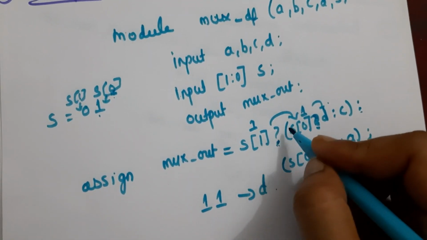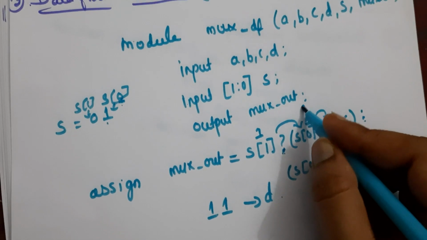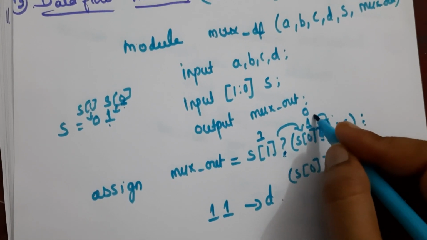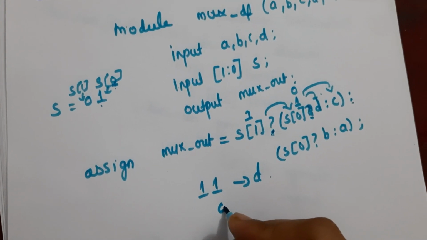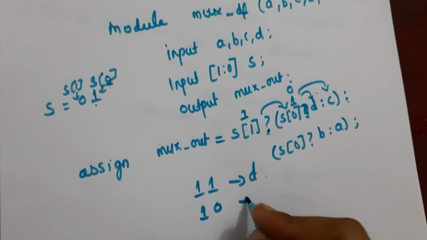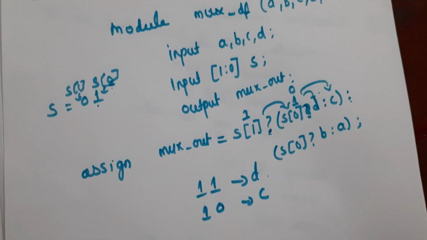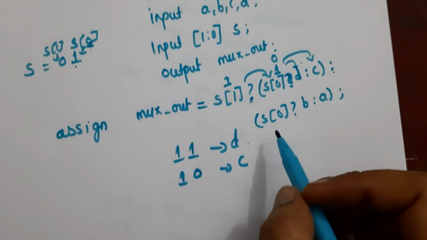Now if the statement fails, this statement is 0, S of 0 is 0, it means it chooses C. That means the condition 0 1, the selection line here is C, output is C.